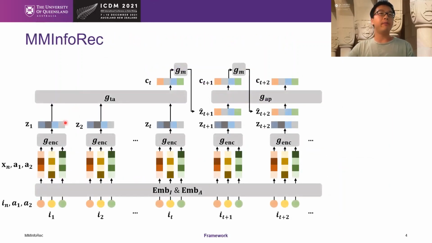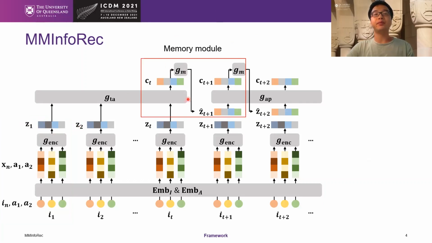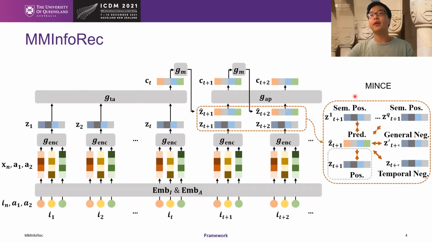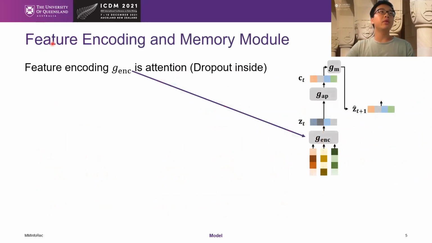We have basically three major components. The first one is the feature encoder to encode the item and its side information into a representation. The second one is a memory module, which can provide a more general representation for every item. And the third one is the multi-instance NCE training objective. So firstly, we'll talk about the feature encoding and the memory module.